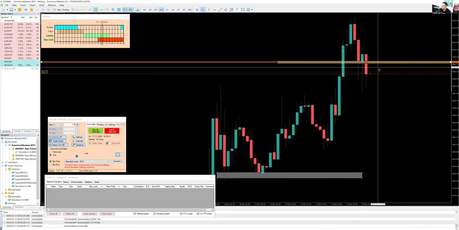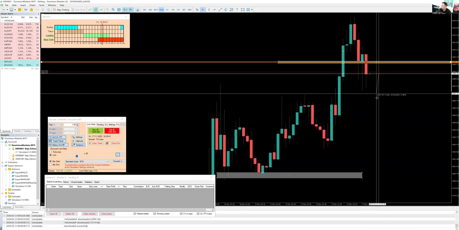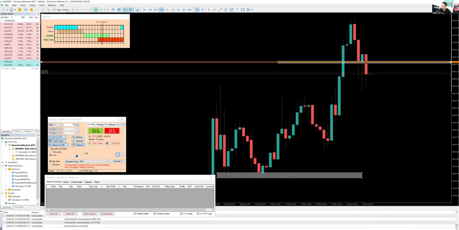So even looking at this, the 30-minute here now, I think if we do respect 1990, there's a very high possibility we can continue pushing down. So what I'm going to do is with this, I'm going to risk maybe 0.5%.